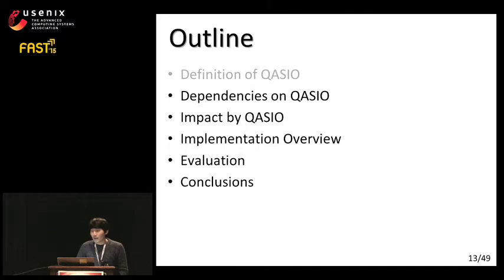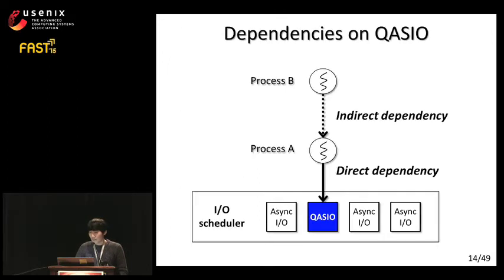So up to this point, I have introduced a new type of I/O. From here, I will explain how a task can have dependency on QASIO and how severe the delay caused by the dependencies is. Towards the end, I will demonstrate our solution overview and finally the evaluation results. Now you know what QASIO is.